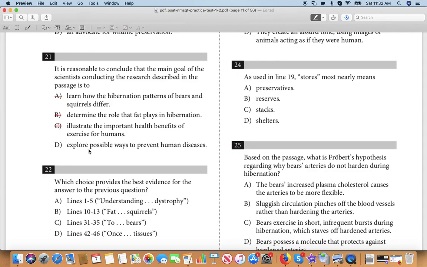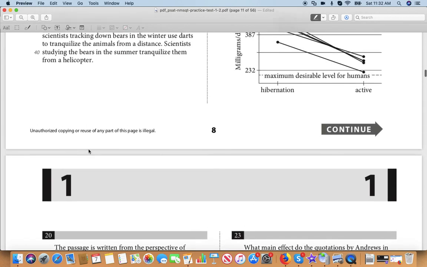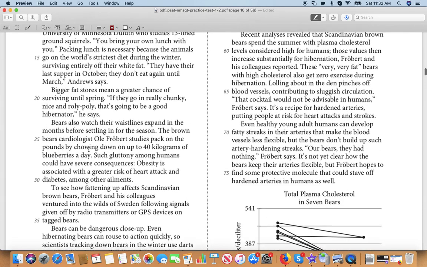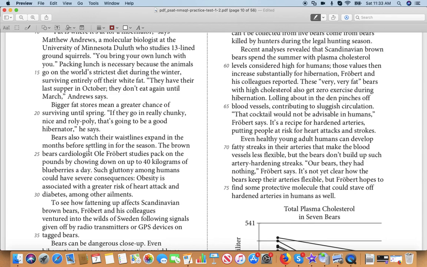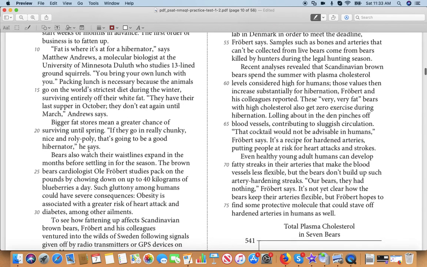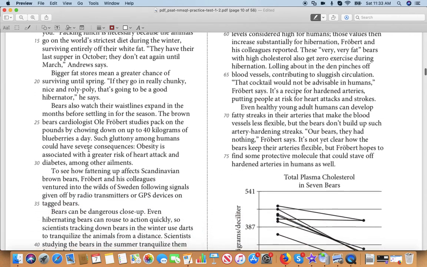Explore possible ways to prevent human diseases. Is it the main goal of the scientists conducting research in the passage? Did you say yes? Yes. That's a conclusion. I agree. What's your evidence? I would say the ending part where it says, Frober hopes to find some protective molecule that could stave off hardened arteries in humans. Absolutely, that's good evidence.